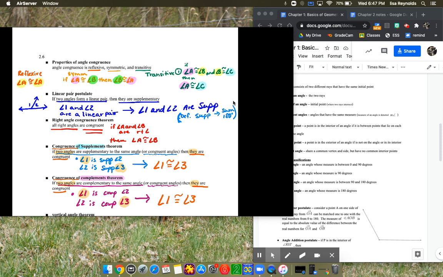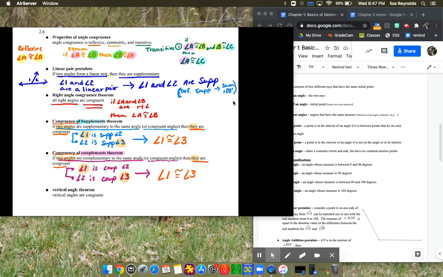So you start out with either one angle supplementary to another. So we have to have two supplementary statements, or we have to have two complementary statements, and from that we get a congruence.